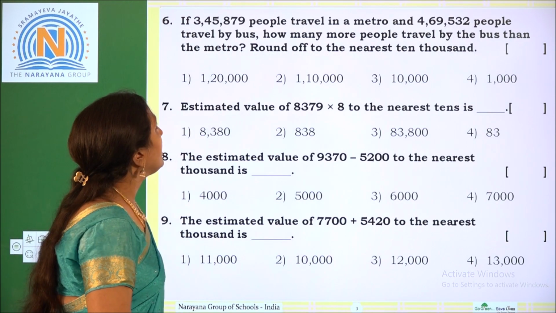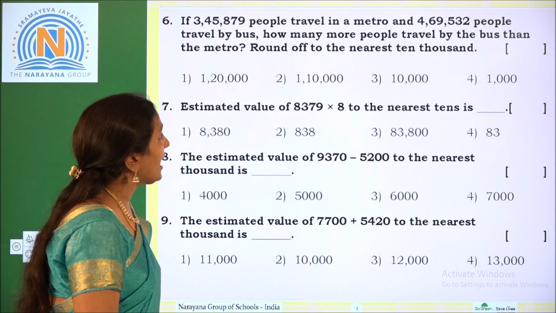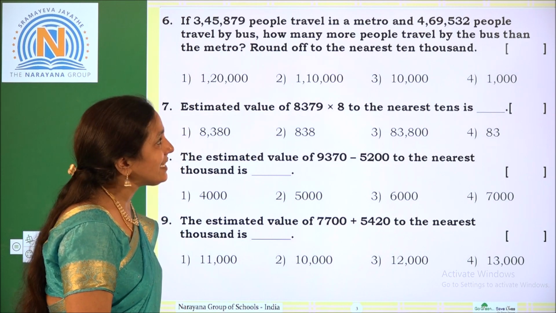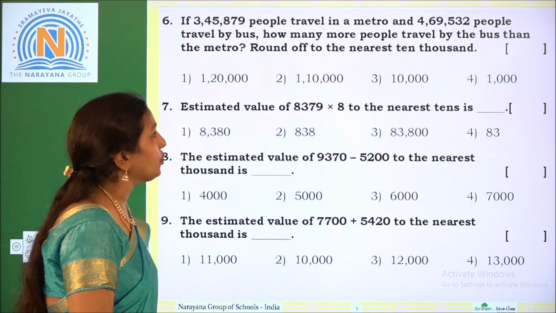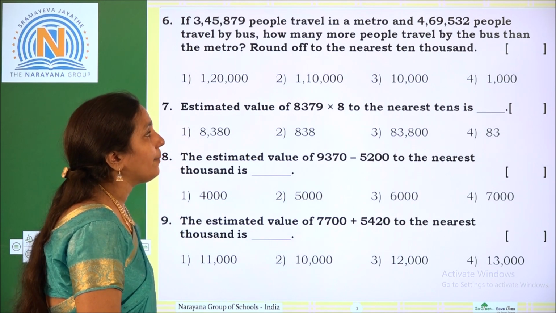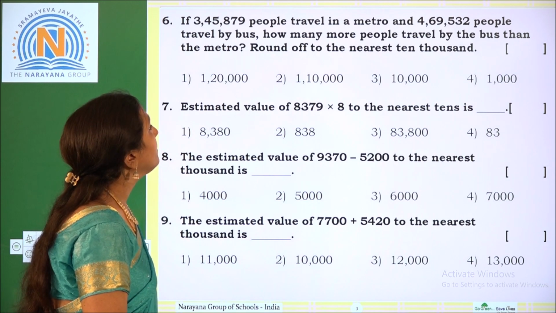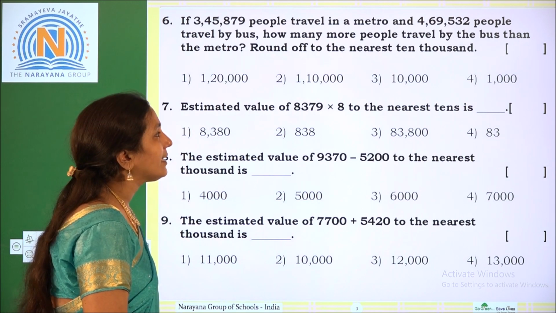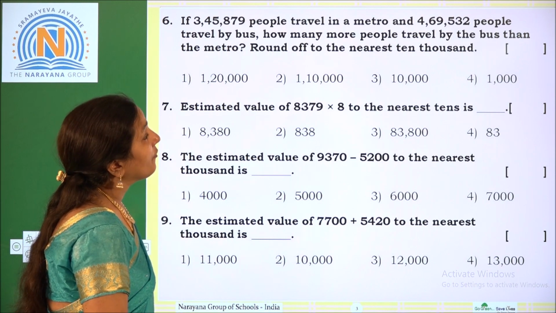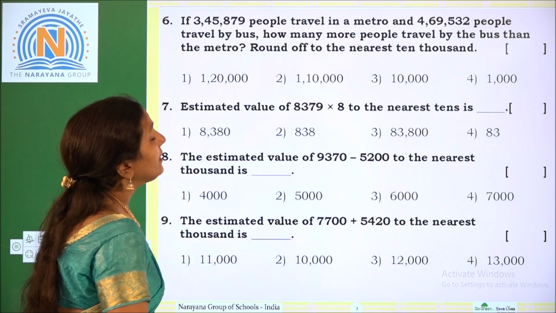If 3,45,879 people travel in a metro and 4,69,532 people travel by bus, how many more people travel by bus than the metro? Round up to the nearest 10,000. So first what do we have to do here? We have to subtract.